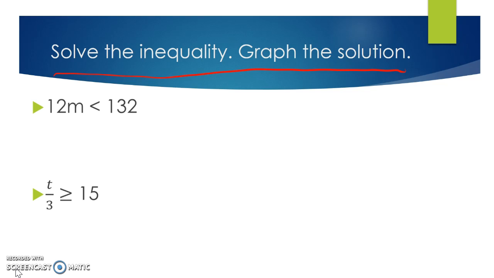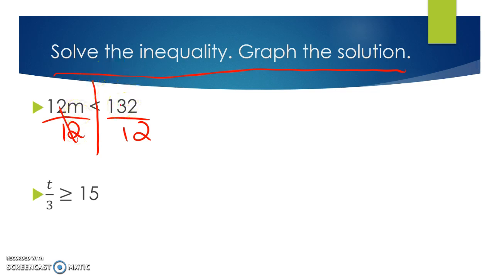Just like solving equations, when we solve inequalities, we have to do the opposite of what the side next to the variable is doing. So we need to see 12m is less than 132. We have to figure out what number m is. So we draw that line down the middle. We're multiplying by 12, so we need to divide by 12 to get rid of it.